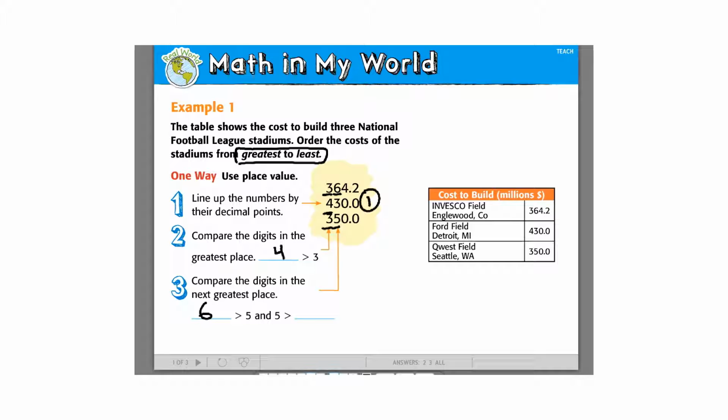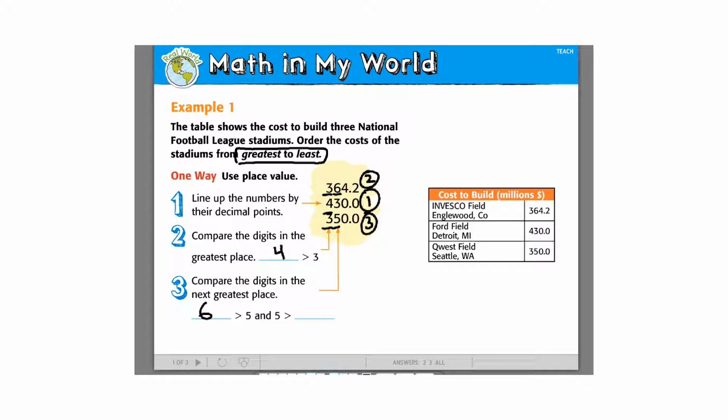Because we have to do them one at a time. So because, let's just stop there. Because 6 is greater than 5, and because 5 is less than the other number, then we know that the number that has the 5 is going to be the smallest number. So 364 and 2/10 is going to be the second largest, and then 350 is the smallest.